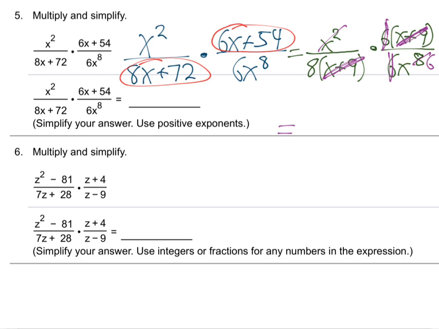So what are we left with then? What's left on the top? 1. Just a 1. Remember when the top vanishes, it's a 1. What's on the bottom? An 8? X to the 6th. Yeah, when the top of a fraction cancels, that always leaves a 1.